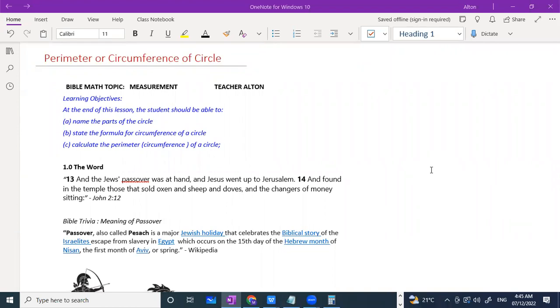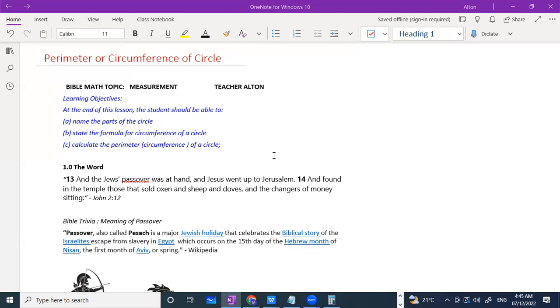Today we'll be looking at perimeter or circumference of a circle. That's very important, and we'll be touching on the different parts of the circle. We'll also be looking at the formula that helps us to find the circumference of the circle, and lastly at some actual examples of how you find the circumference or perimeter of the circle.